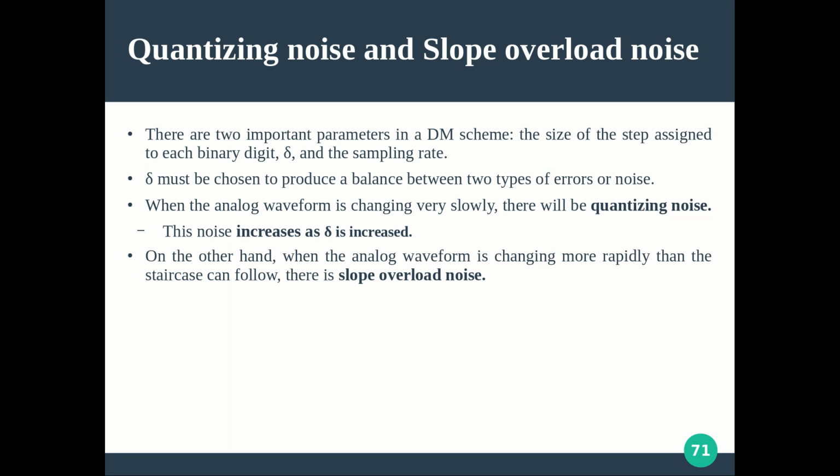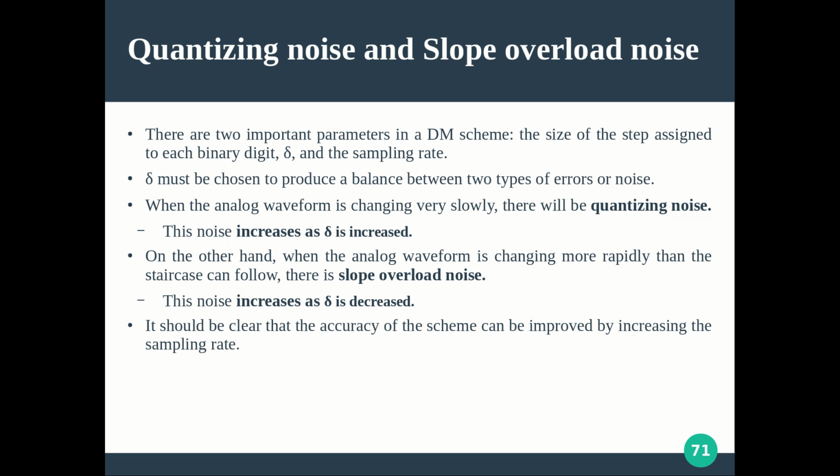On the other hand, when the analog waveform is changing more rapidly than the staircase can follow, slope overload noise will be there. So what we can do is increase the step size so that the staircase function can closely follow the waveform. This noise increases as delta decreases. To reduce this noise, you can increase the delta.